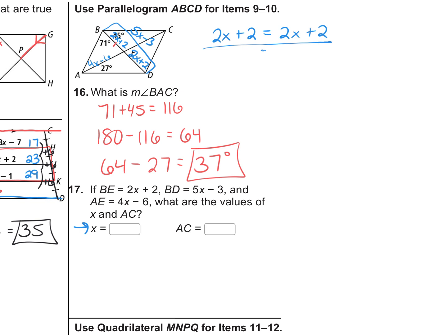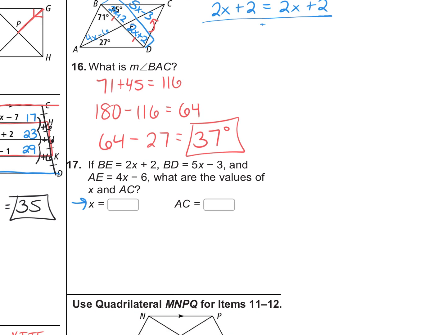Yep, add these two together, set it equal to the whole thing. So I'm going to take 2x plus 2 plus 2x plus 2 equals 5x minus 3. What should I do on that left side? Combine like terms, so we get 4x plus 4 equals 5x minus 3. And then solve.